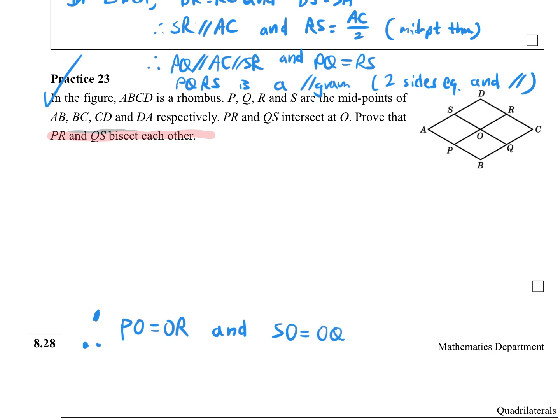Bisect each other just means I need PO equals OR and SO equals OQ, and then they are the bisectors of each other. So this is the final conclusion we need. Is that clear?